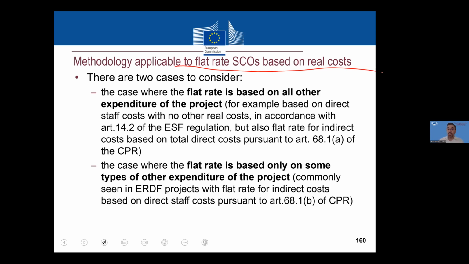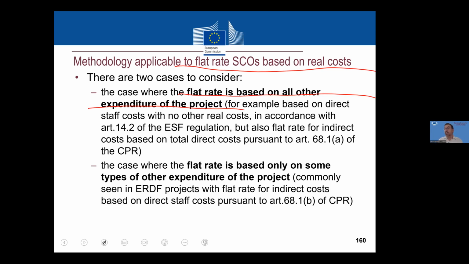In this context, we still have two sub-problems, two sub-options. One option is, although this is a flat rate, it's a flat rate based on all other expenditure items of the project. There are situations where this happens. We have here an example based on direct staff costs with no other real costs in accordance with the ESF regulation, or flat rate for indirect costs based on the total direct cost pursuant to Article 68(1)(a) of the CPR.